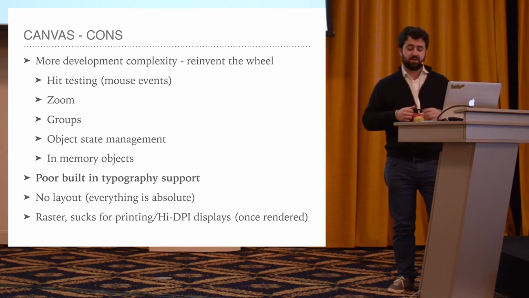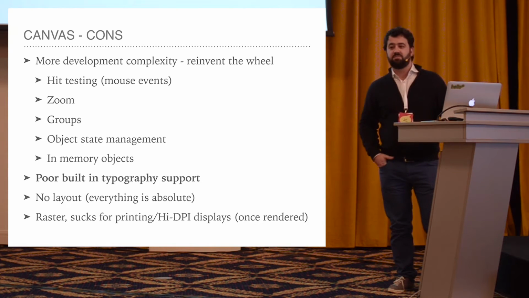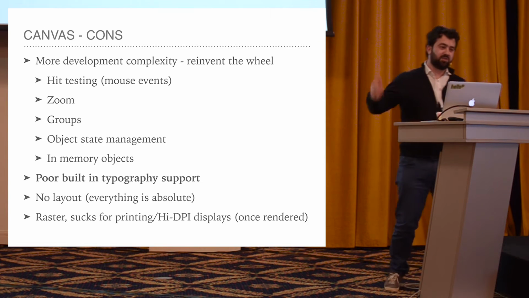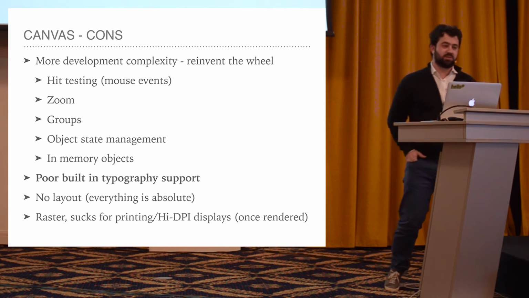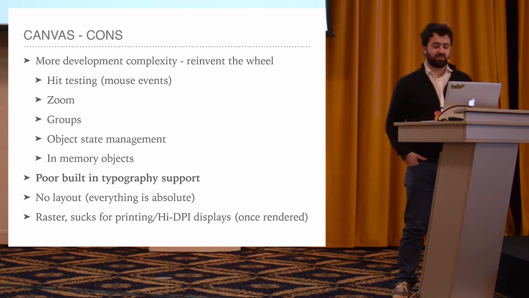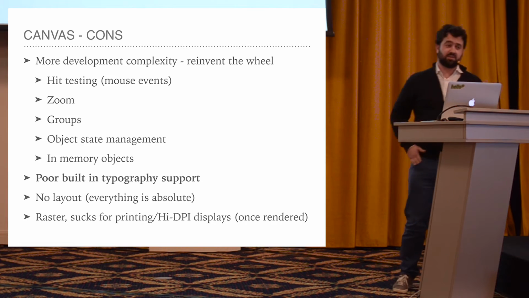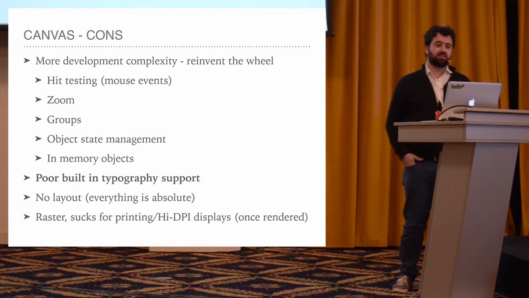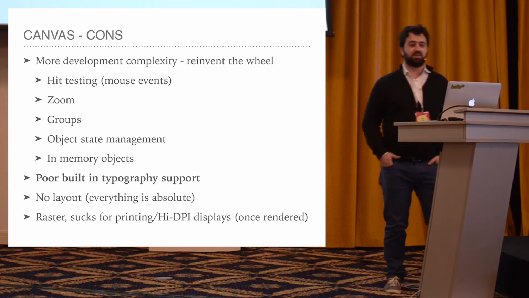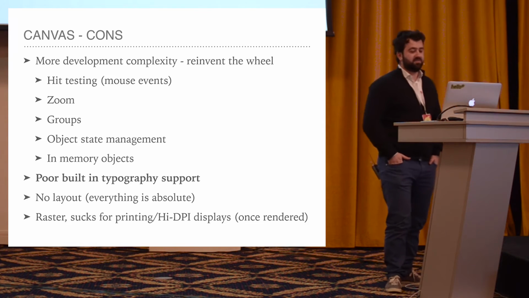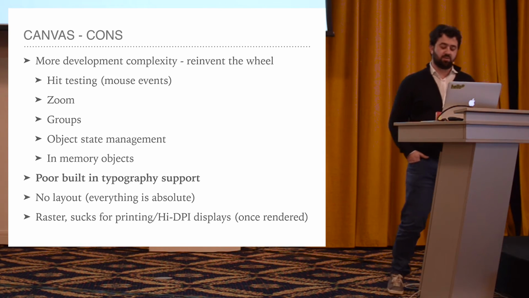And same as SVG, it has really bad support for typography, unless you build your own font rendering engine, which is not a good idea. I'll tell you why soon. And once you render on canvas, it stays like this. You lose quality, so you have to render at very high resolution, and the file size can turn quite big.